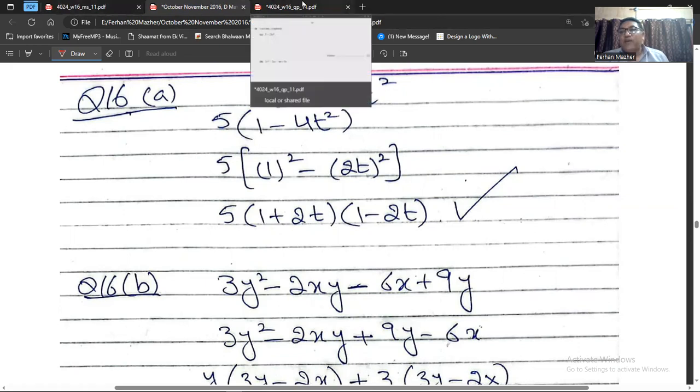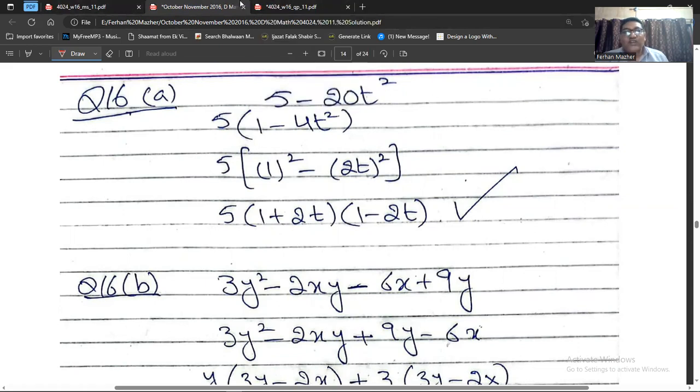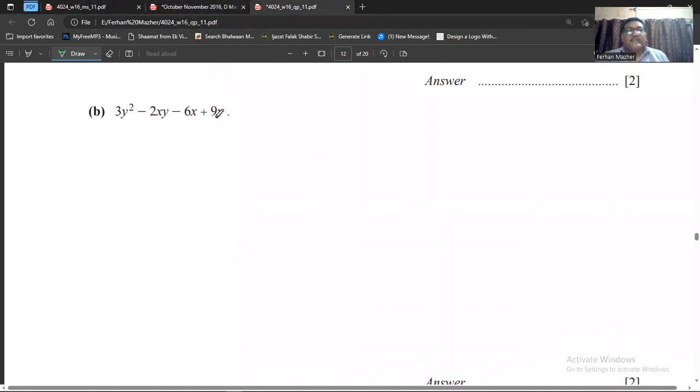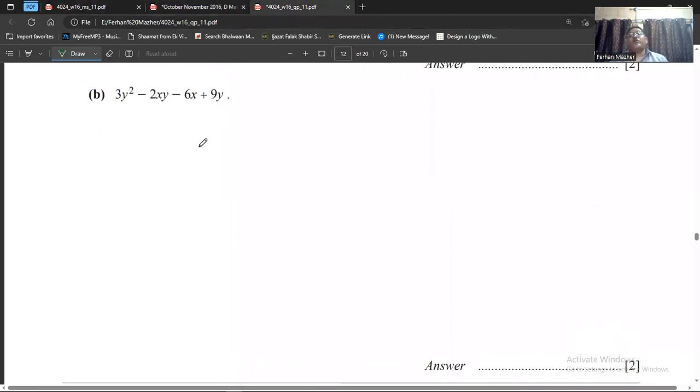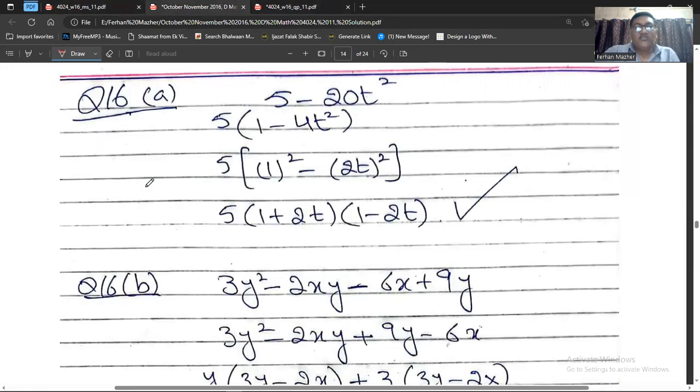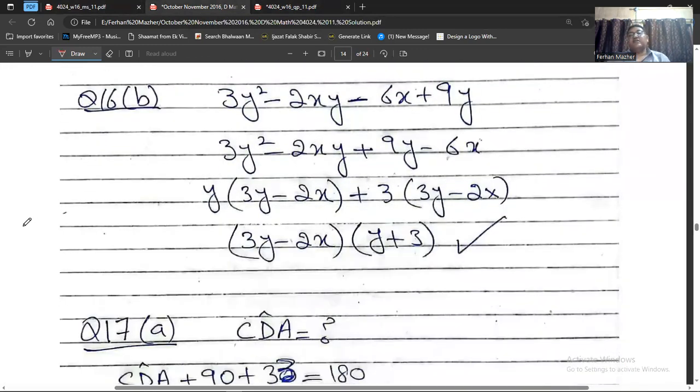Question number 16A part, its solution is showing up on your screen. Question number 16, it's B part. We have 4 terms here and we want to factorize them. We will have to do a little bit rearrangement. 3y square minus 2xy minus 6x plus 9y. So we will do a little arrangement here to make this question factorization easier. Okay, so I will write 3y square minus 2xy plus 9y minus 6x.